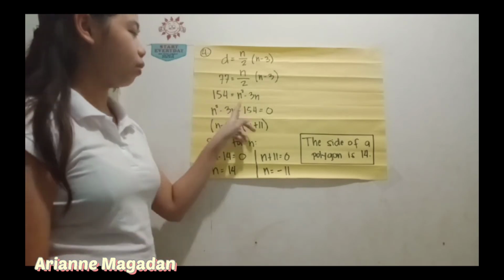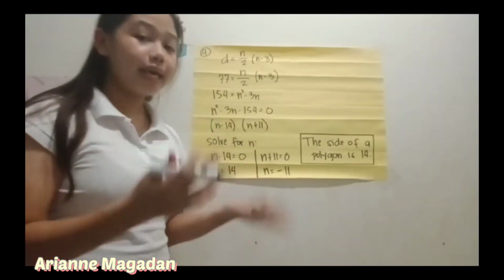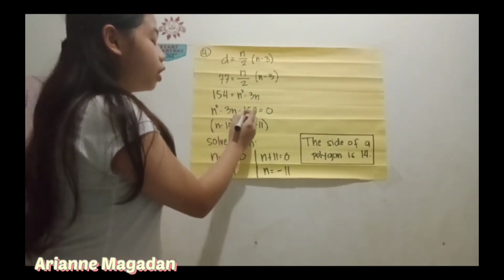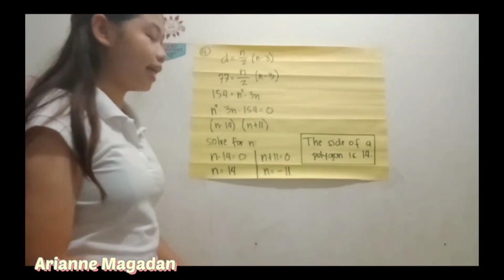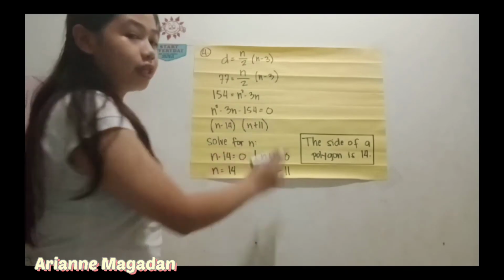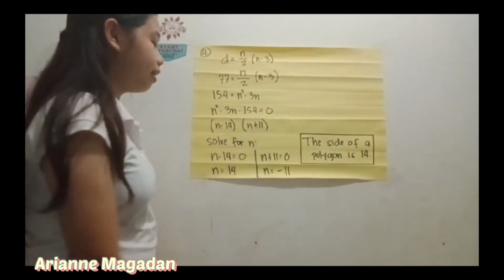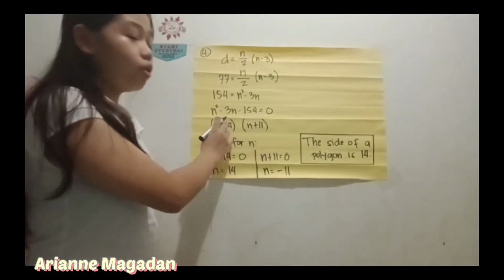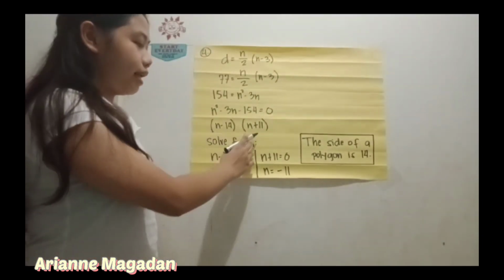This becomes 154 equals n squared minus 3n. Next, we put the terms on the left side. So 154 transposed becomes n squared minus 3n minus 154 equals 0. Next, we find the factors. What are the factors of this trinomial? I put negative 14 and 11 because negative 14 times 11 equals negative 154, and negative 14 plus 11 equals negative 3. So the factors are n minus 14 and n plus 11.